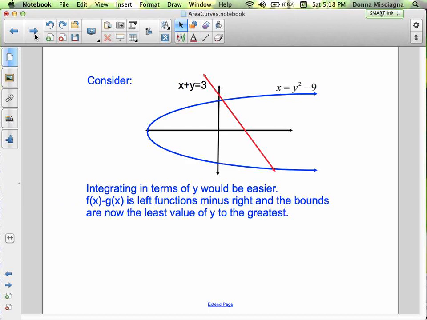So if we solve for x, it's certainly easy enough to solve the line for x. X is the way to go here. You can't do anything with the y squared. So we're going to just have x equals negative y. The red curve is just going to be x equals negative y plus 3. There we go. Now we can integrate with respect to y, and it's going to be the right minus left. So it's going to be red minus blue.